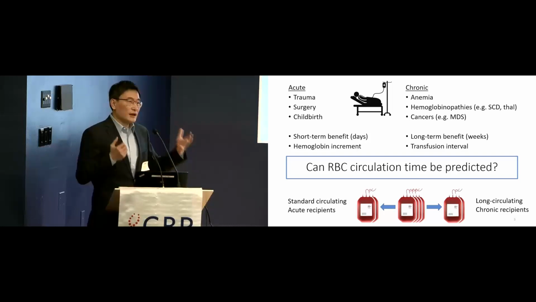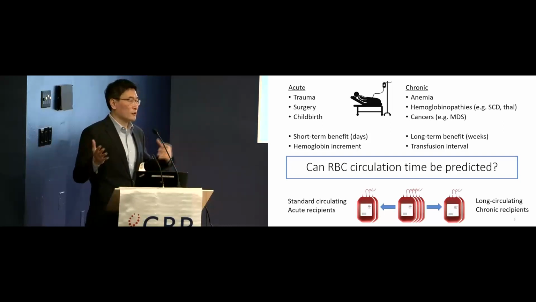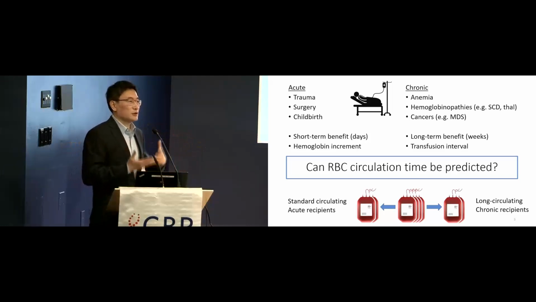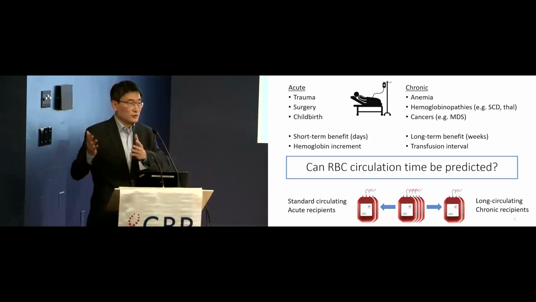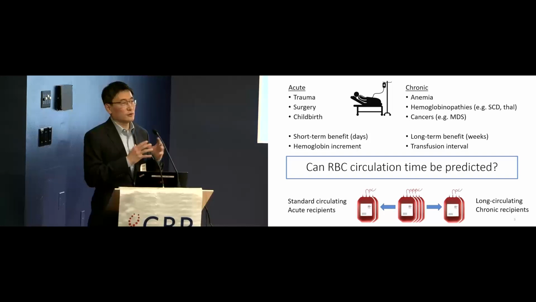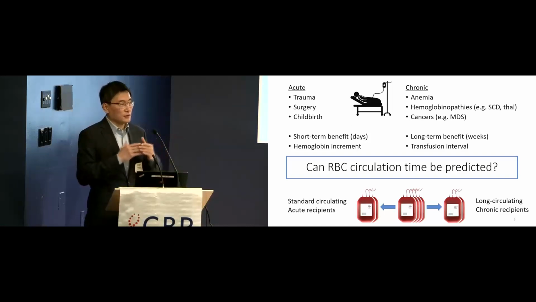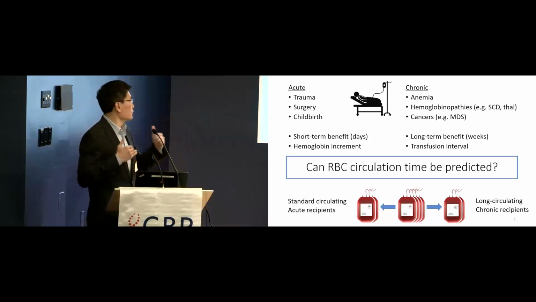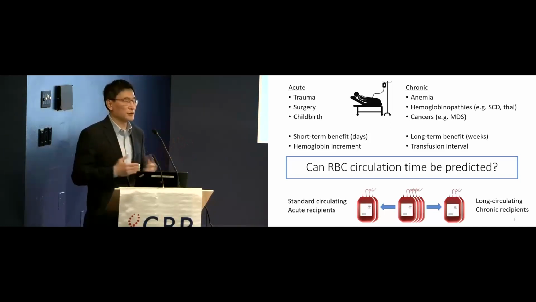In that case, the benefit you're looking for from the donation is only a matter of days. You get that benefit, and then hopefully your body catches up and is able to produce the red cells you need. The other case is the chronic transfusion recipients. These are people with chronic diseases who need to be on a regular transfusion schedule. Here it's a little different, because what you really want is for the blood to last as long as possible so that you can delay the time until the next transfusion, reducing problems like iron overload and all sorts of complications you get from transfusion.